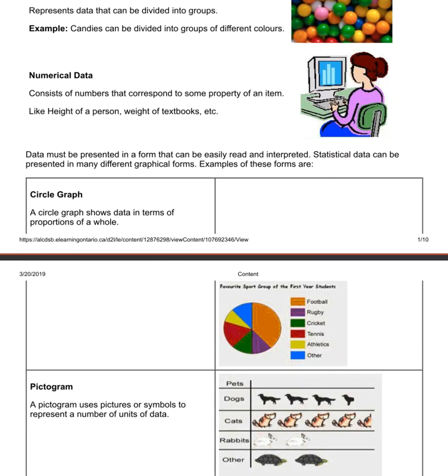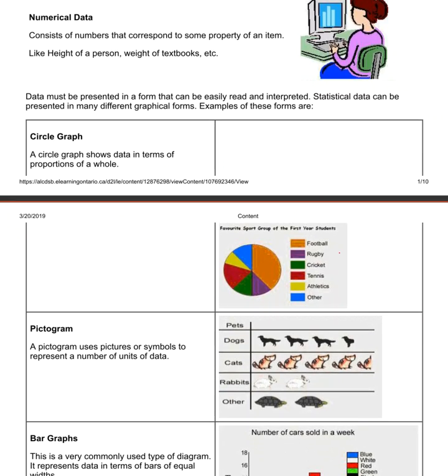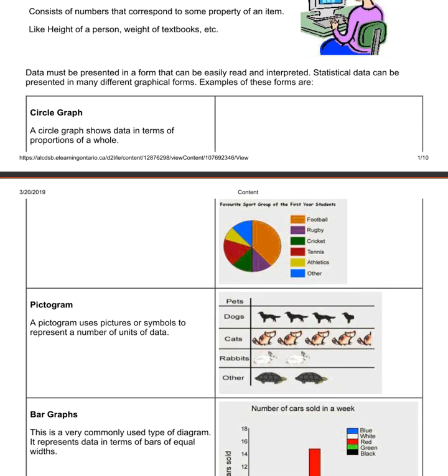showing the data. Circle graph, which I think we've seen a lot, also known as pie charts. You can see, oh wow, a lot of people like football here, not as many people like athletics. Confusing, but you know what? Power to you for making a pie chart.